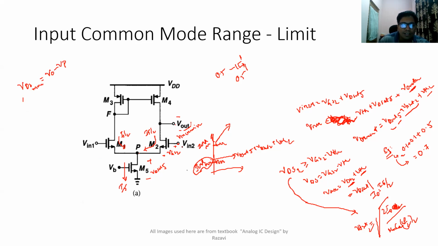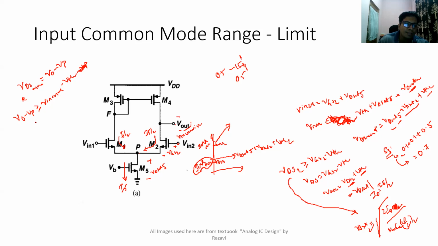Okay, and for this transistor M2 to be in saturation, its VDS should be greater than VGS minus VTH. So therefore, V0 minus VP should be greater than or equal to, what is the maximum voltage you are applying? So V in max minus VTH. Okay, V in max minus VTH minus VP, with respect to VP, I am applying. Okay, so here you can cancel VP, I'll remove it here.